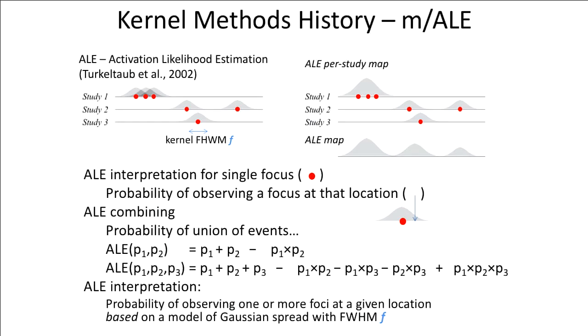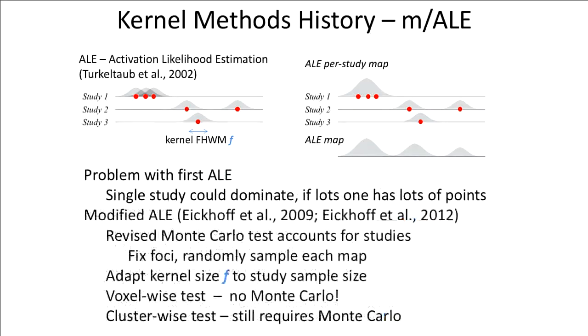Again, the precise interpretation is the probability of observing one or more foci at a given location, conditional on assuming a particular full-width at half maximum. In the very first method that was proposed, the choice for this full-width at half maximum was kind of arbitrary, just pick something reasonable. In follow-up work, Simon came up with a principled choice of the full-width at half maximum based on the study sample size. So that was one advance there.